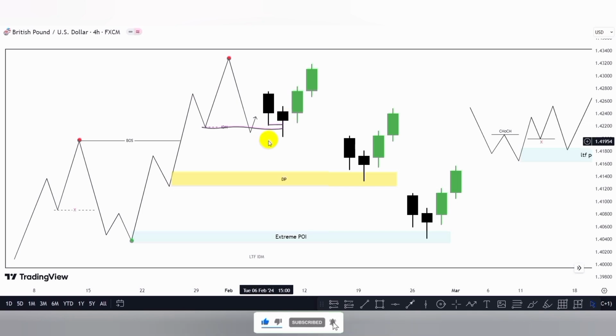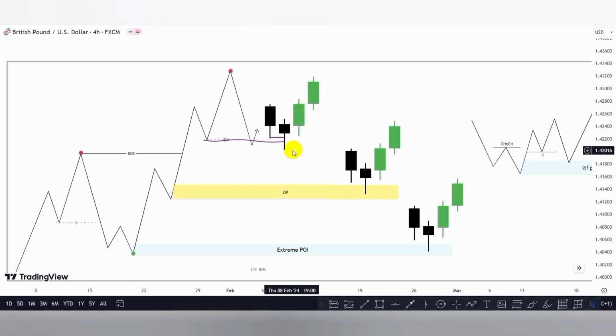You can also see that here price took out this inducement level. This candle's wick took out the inducement level, and also this candle's wick took out the previous candle wick low. So you can now see that we have an order block created, because this is the last selling move before the buy move to the upside.